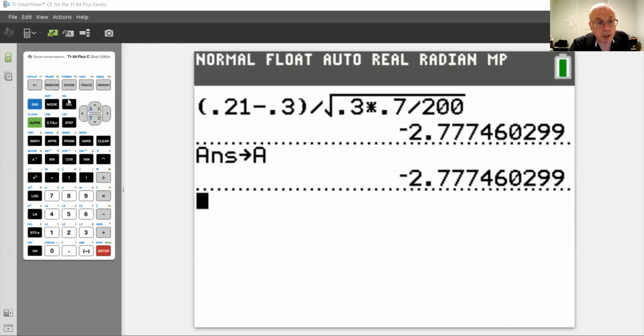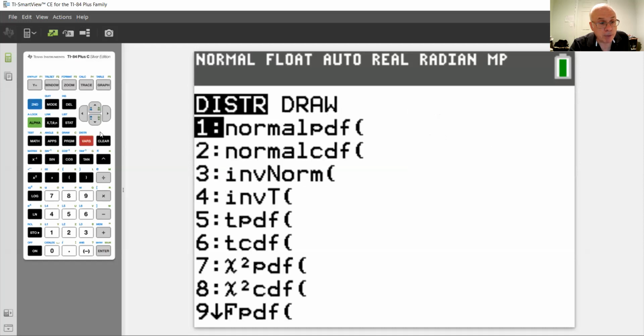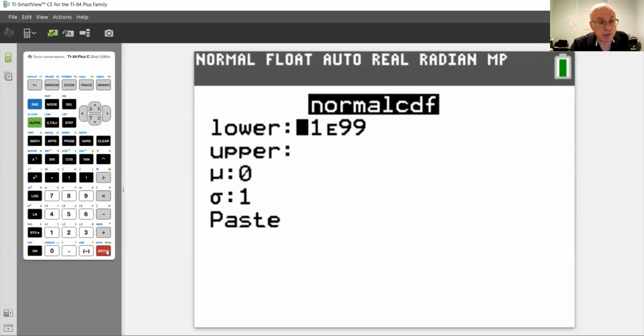We're going to pick normal CDF. Now remember, this is left tail, so we're not going to multiply by 2 like a two-tailed test. Again, we use negative 1,000 for the left. Because we stored our test statistic in alpha A, we could recall it, but there's no reason to. We could just type in alpha A. It knows it's alpha A.